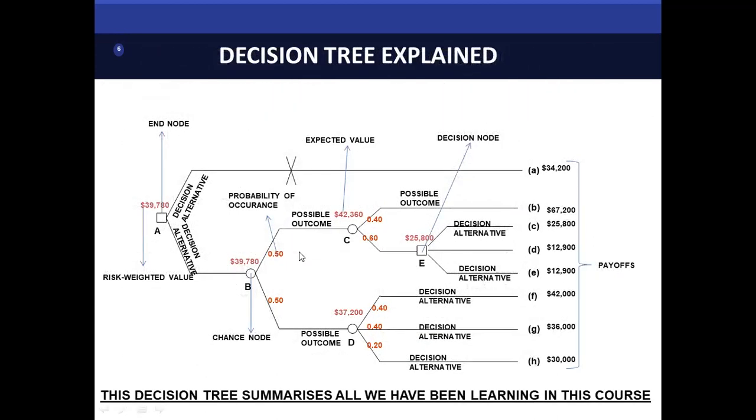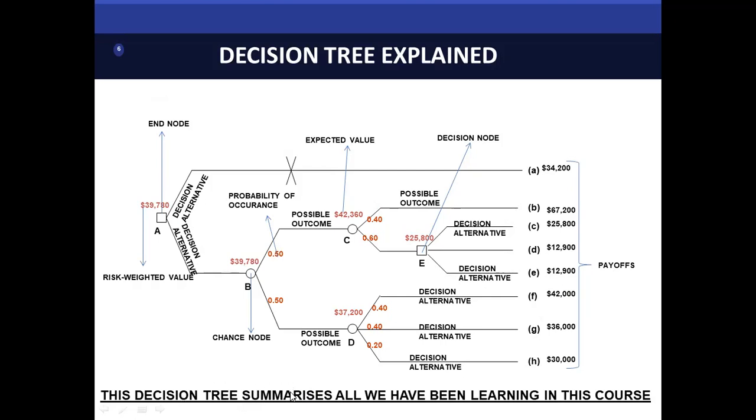This is a typical representation of a decision tree. All the points we have mentioned earlier on are all captured on this diagram. Now, if you look at the end here, it is clearly stated that this decision tree summarizes all we have been learning on this course. Now, every decision tree must have at the base, where my cursor is pointing, the decision you have made. So at the base, you clearly state the decision you have made.